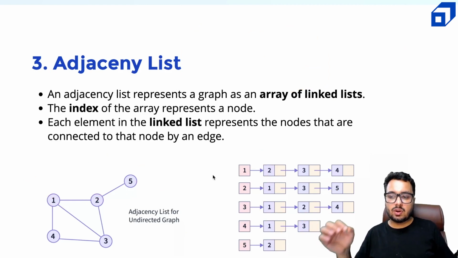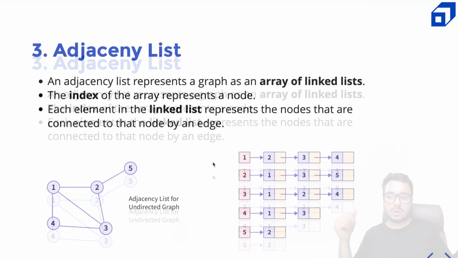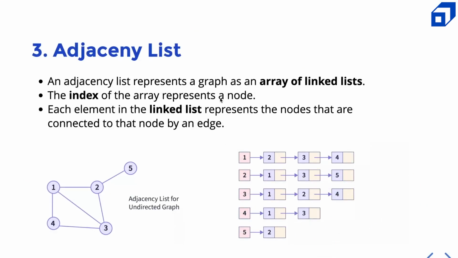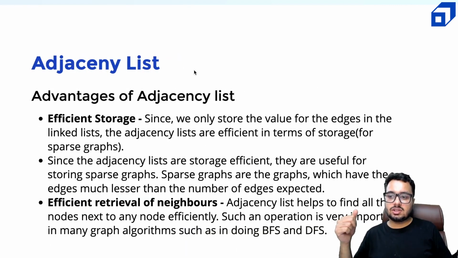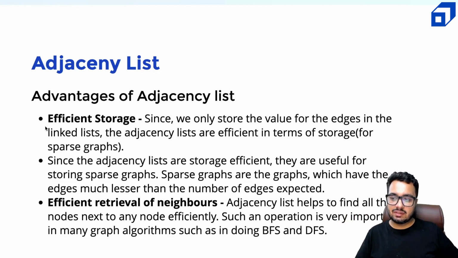So I hope you are able to understand this concept. Now let us talk about advantages of this representation. The first advantage is efficient storage. We are not wasting any space, unlike we did in adjacency matrix, right? We are only storing the value of edges where the edges actually exist. So it is efficient in terms of storage, right?